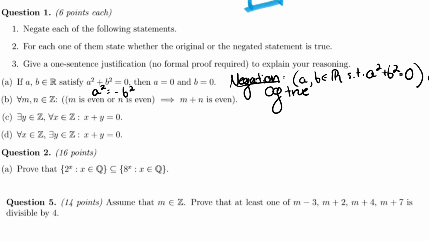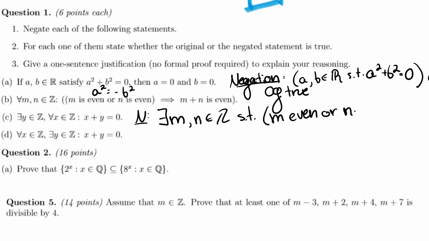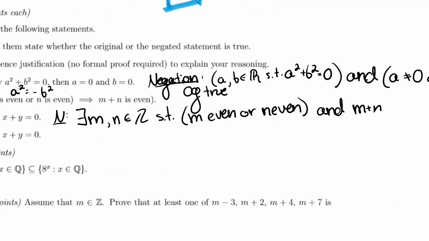Okay, I think this is part of just like the beginning. Is it? So m is even. Oh, no, that is part of it. Sorry. Okay, so I'm just gonna call it n, the negation. There exists an m and an n in the integers such that, and then we would negate this thing, which is an and statement. m even or n even and m plus n odd.